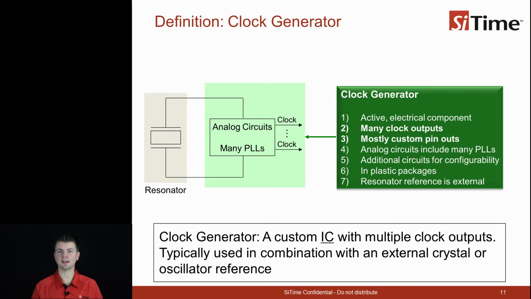A clock generator generally has multiple clock outputs and uses an external crystal or resonator as a clock source. Most clock generators have one or more phase locked loops which generate multiples of the reference clock frequency.